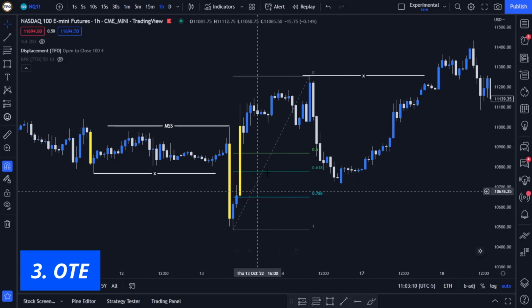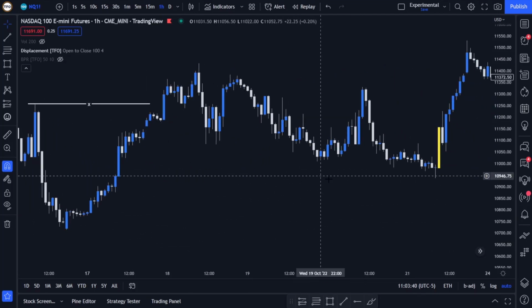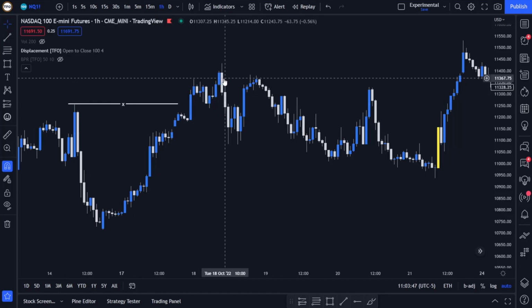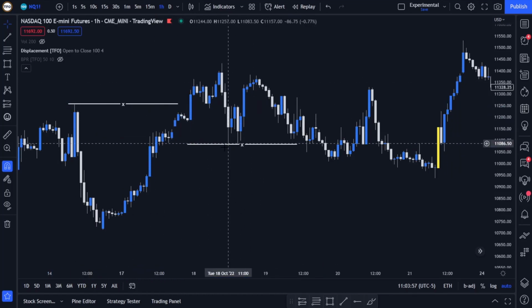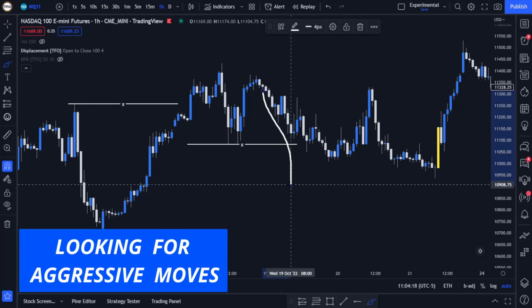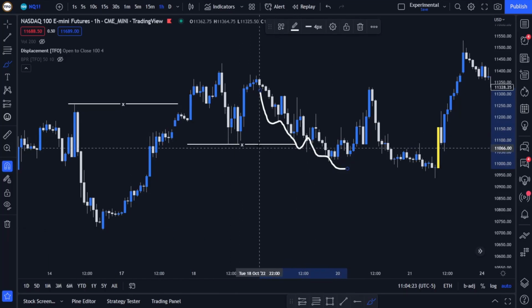But the only reason I'm even considering looking at all this is because of this initial displacement. The reason being is that you want to see aggression with your market structure shift. So if we look at another example, we could say, okay, now that we took these highs right here, maybe we're looking for a market structure shift below these lows. But with a market structure shift, you want to see an aggressive move down and not a lackluster move just barely getting below those lows, which is what price is doing right here.